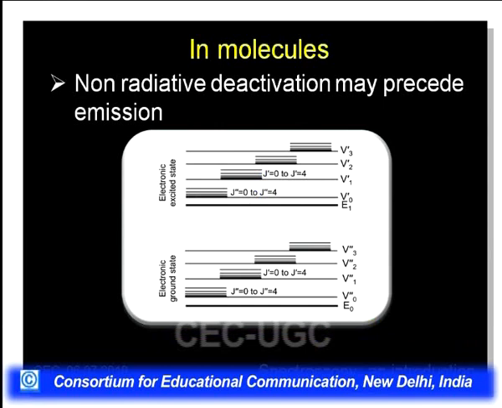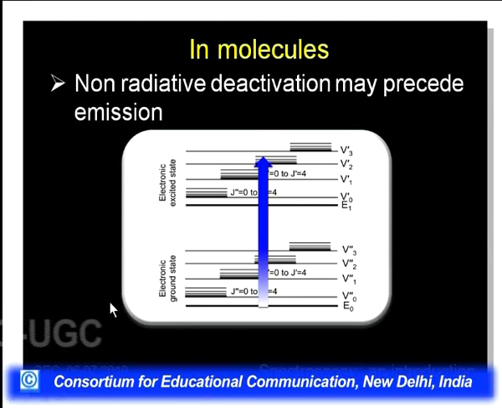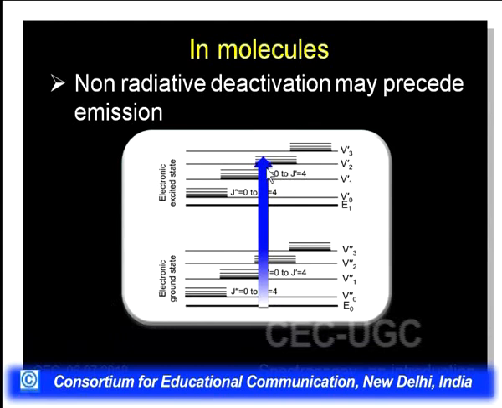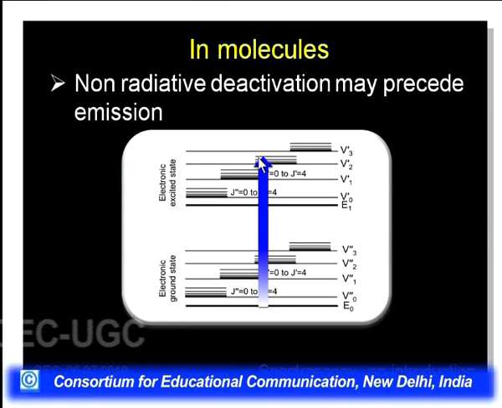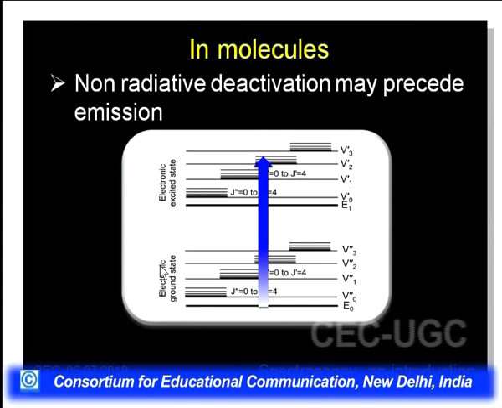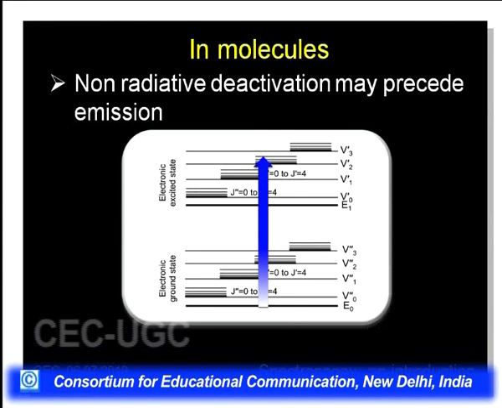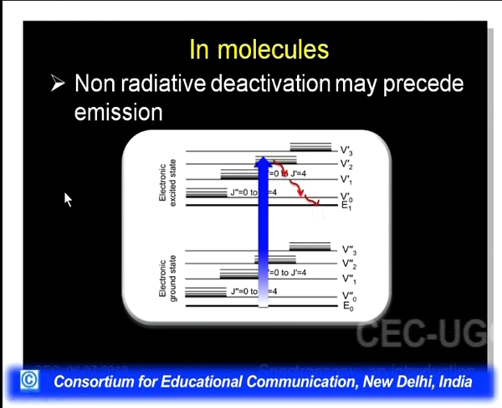Now, in the case of molecules, the system is a little more complicated, a little more involved. What you find is there can be non-radiative deactivation which precedes the emission of a photon. Let's understand this. To begin with, I have this happening here. This is essentially, as we mentioned earlier, the absorption of radiation. The system has gone from a lower energy level to a higher energy level. This is excitation. Now, this system at a higher energy level can come down in two possible ways. But right now, we are referring to a situation where there can be a radiative emission. So, in some cases, this is what happens here.